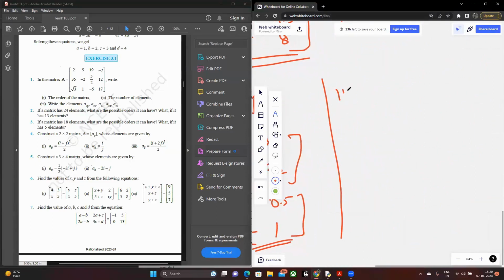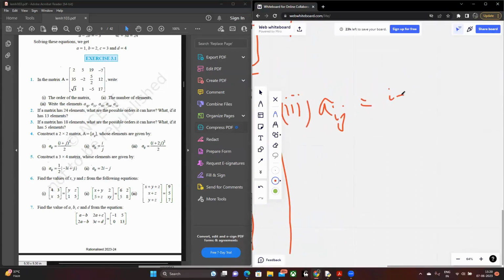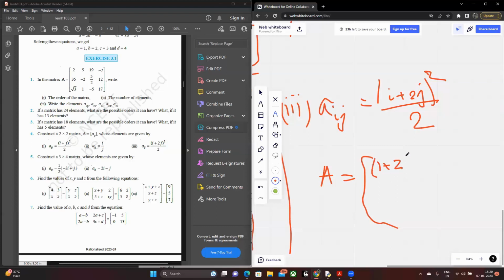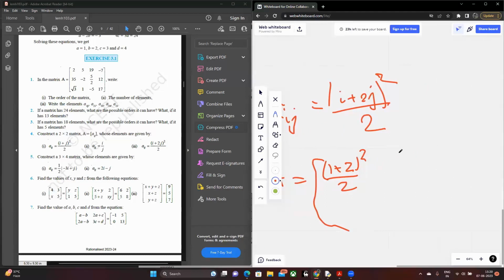I just write it over here. Third question. Right? Third is basically Aij is equal to (i plus 2j) the whole square by 2. Right? So A is basically going to be equal to the matrix of (1 plus 2) the whole square by 2. This is going to be 1 comma 2. So it's going to be (1 plus 4) the whole square by 2. This is A21. That is going to be (2 plus 2) the whole square by 2. And this is going to be 2, 2. That's basically (2 plus 4) the whole square by 2.